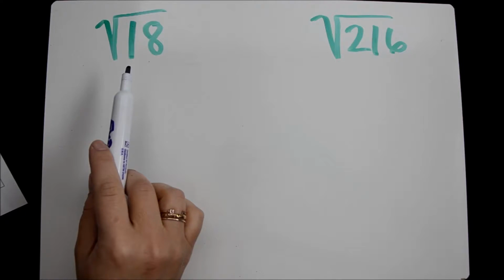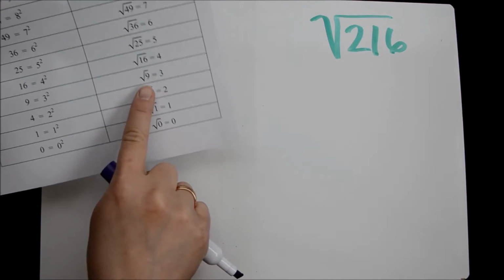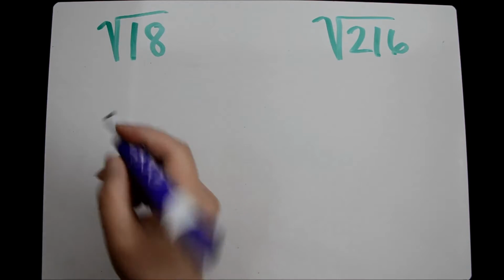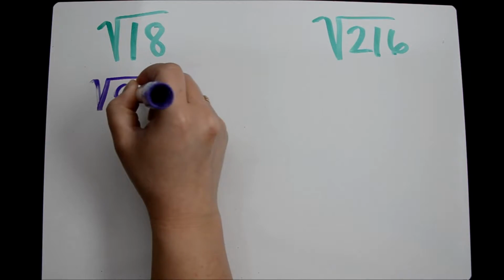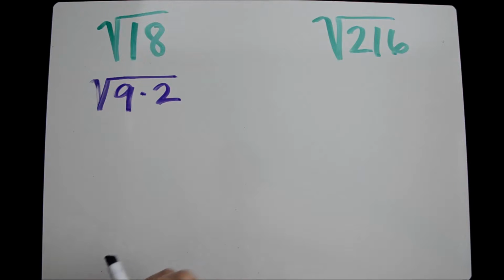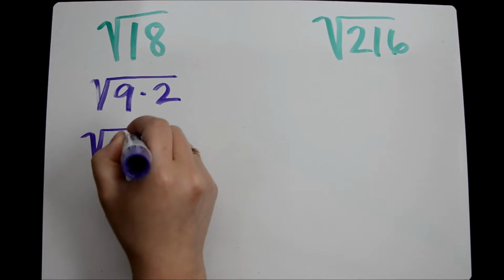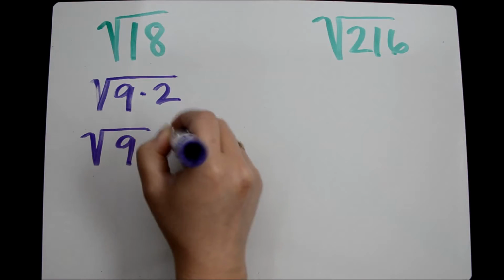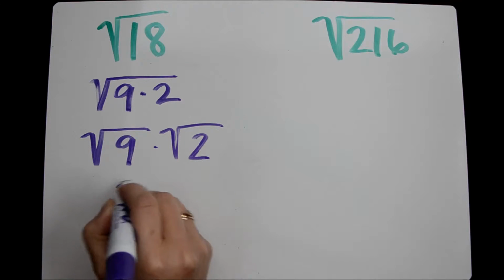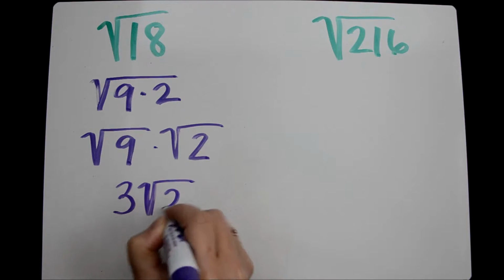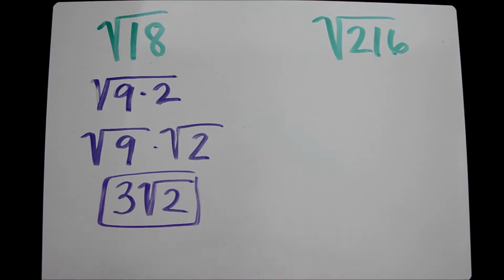So I know that 9 divides evenly into 18. And so I'm going to rewrite this as the square root of 9 times 2, because 9 times 2 is 18. And we could break this apart into the square root of 9 times the square root of 2. And we know that the square root of 9 is actually 3. So the simplified radical would be 3 times the square root of 2.